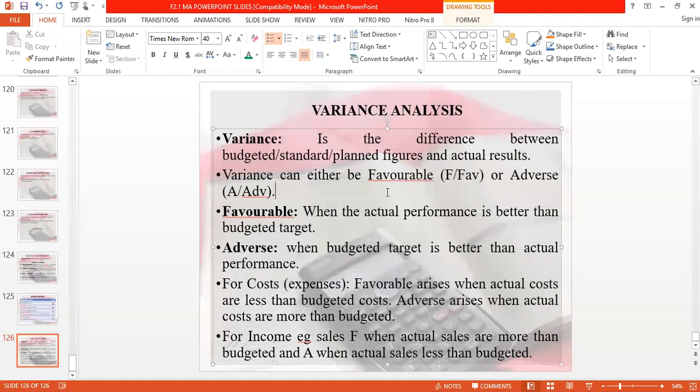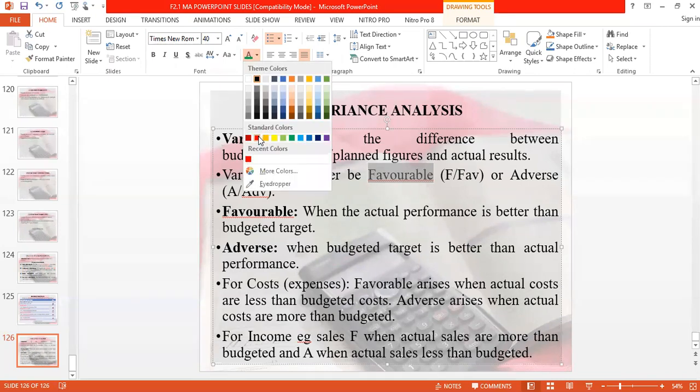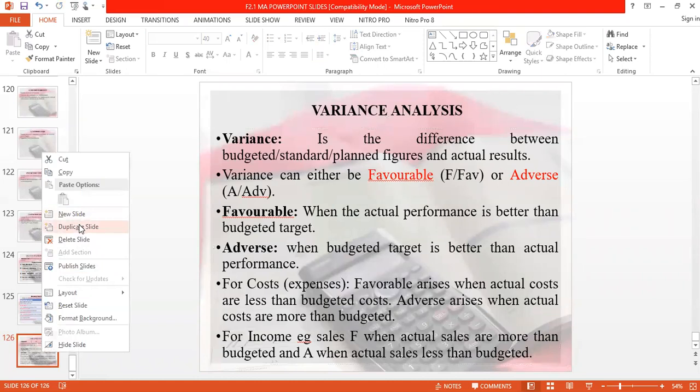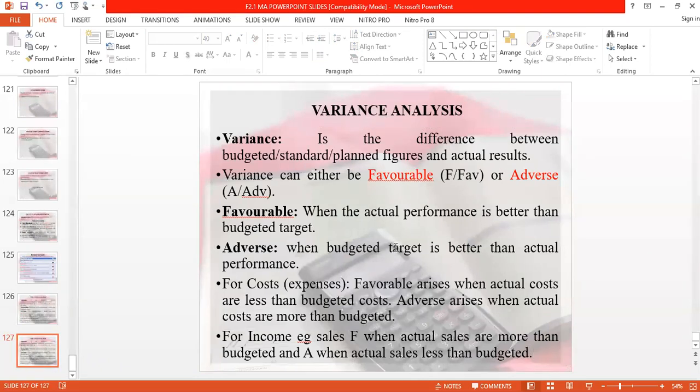So in that case, that is what we have in introduction to variances. Any question? We are saying variances can either be favorable or adverse. You should know when it is favorable and when it is adverse in that introduction. Now, let us move a step further.